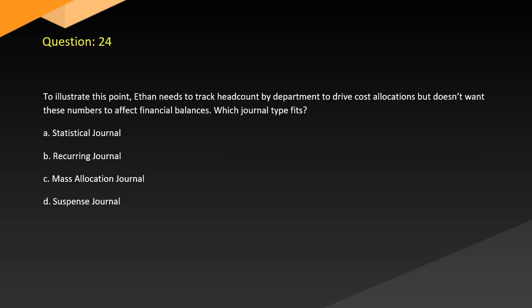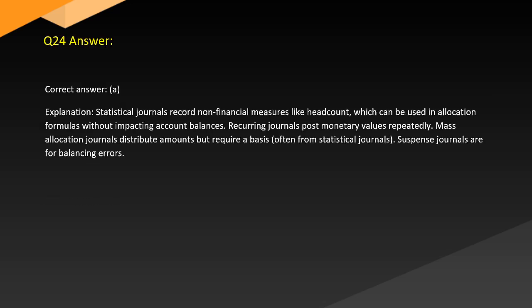Question 24. To illustrate this point, Ethan needs to track headcount by department to drive cost allocations but doesn't want these numbers to affect financial balances. Which journal type fits? A. Statistical journal. B. Recurring journal. C. Mass allocation journal. D. Suspense journal.